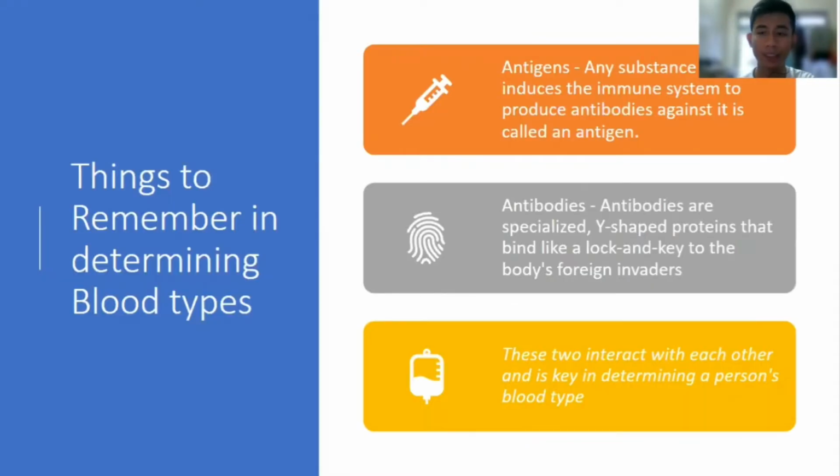Here are the things that need to be remembered in determining blood types. First, the antigen. Any substance that induces the immune system to produce antibodies against it is called an antigen, while the antibodies are specialized Y-shaped proteins that bind like a lock and key to the body's foreign invaders. Both of these, the antigen and antibodies, interact with each other, and it is the key in determining a person's blood type.